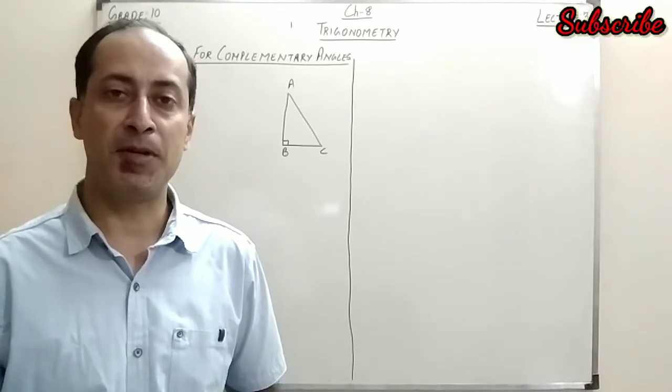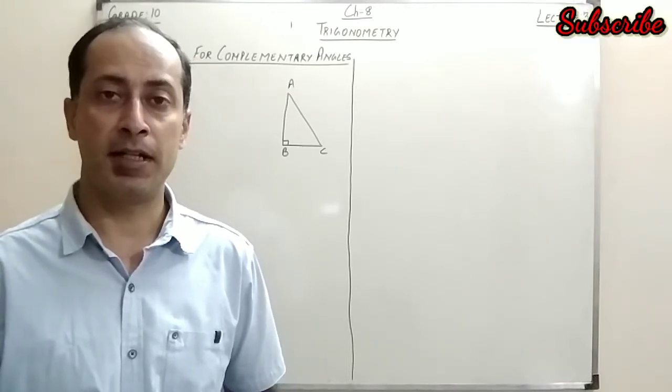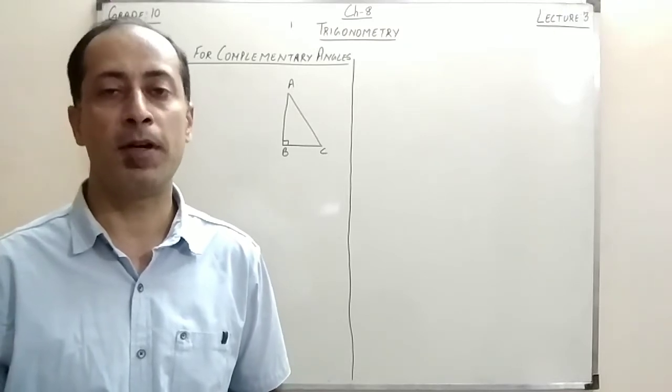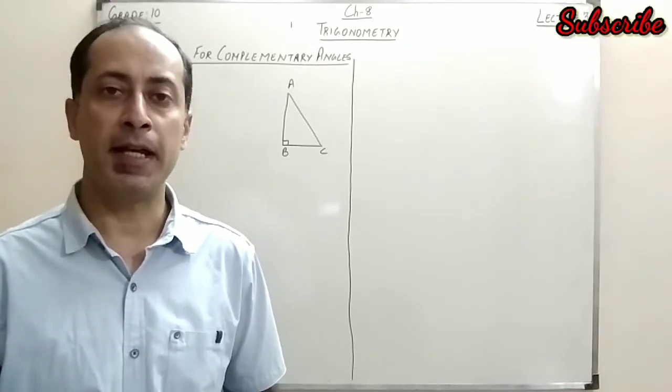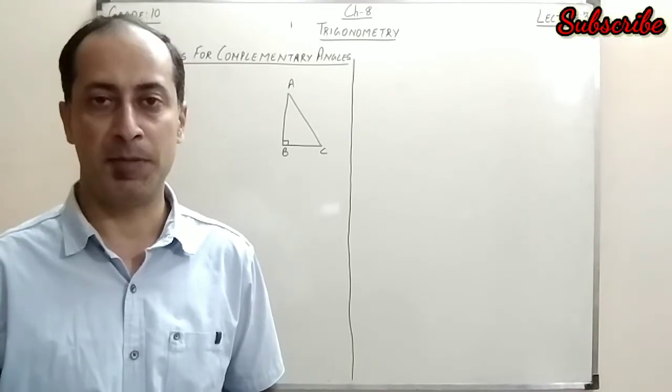Today we are going to discuss t-ratios for the complementary angles. But before we start this topic, let's understand what complementary angles are. If the sum of two angles is 90 degrees, they are called complementary angles.